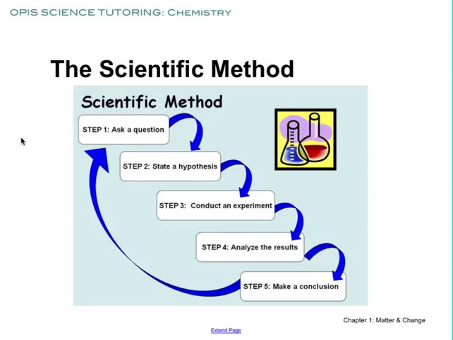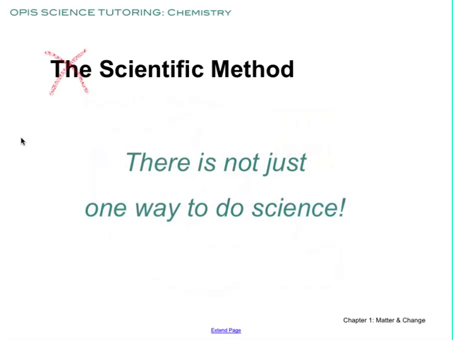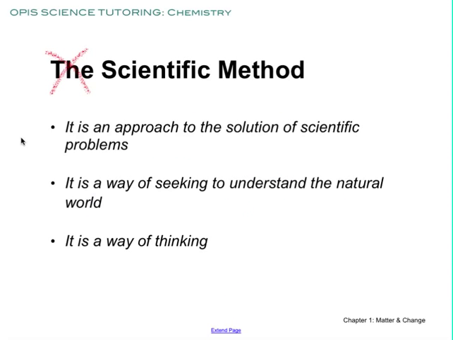And then the science really gets going when we try and design some sort of experiment to disprove or at least try and support our hypothesis. After we conduct that experiment, we'll analyze the results, make conclusions, and repeat the process and so on in gaining our understanding. But the fact of the matter is, there's not just one scientific method. There's many ways to do science using these various tools, and they don't always happen in exactly that order. Science is really an approach to the solution of scientific problems. It's a way of seeking to understand the natural world. It is, in fact, a way of thinking.